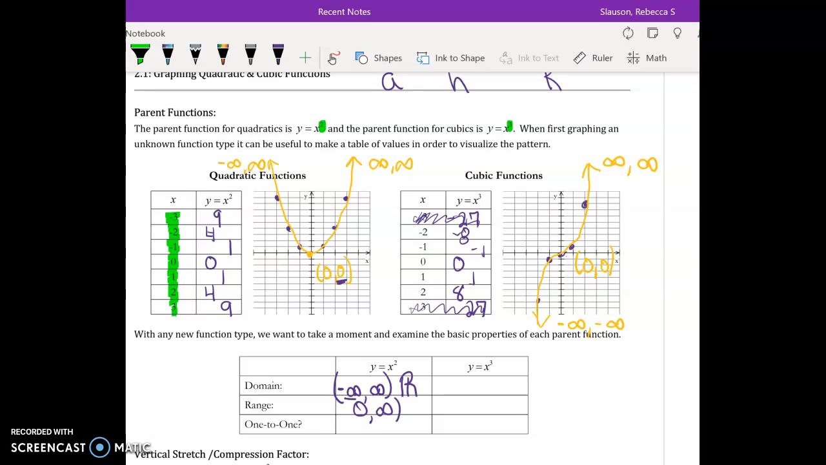I will include 0 because it is implied closed circle. It is part of the range. Let's go ahead and do our domain and range on the cubic.